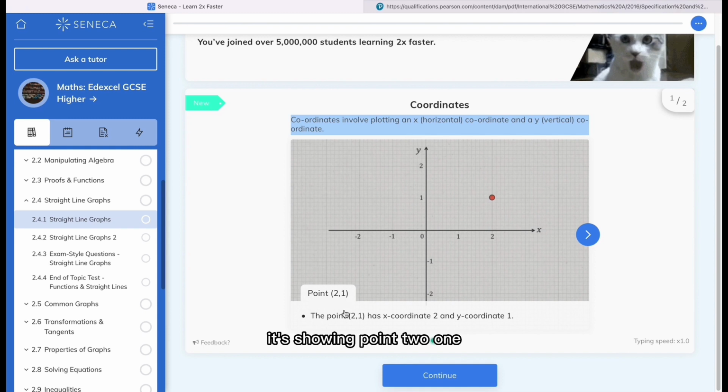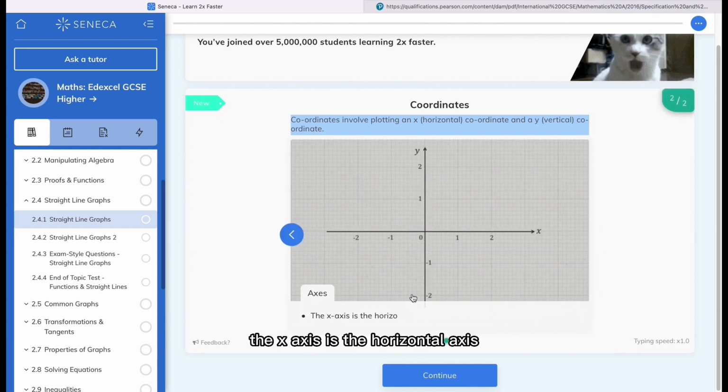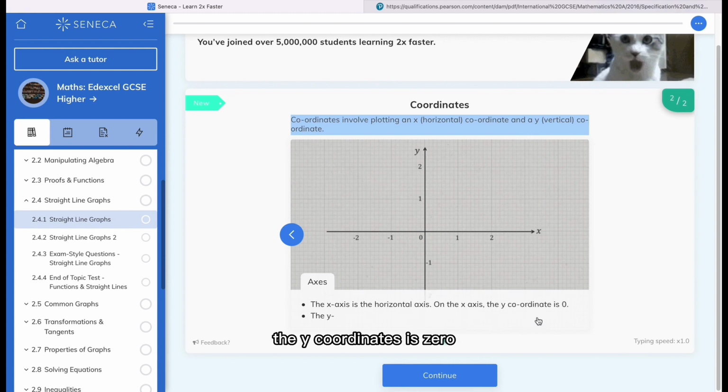It's showing an example here. It's showing the point (2,1), which is over here, so there are images there to illustrate what's going on. The point (2,1) has an x-coordinate of 2, which is the horizontal, and a y-coordinate of 1, which is the vertical. So we know our horizontals and verticals. You've got the 1 over here and the 2 over here. Then we go to the next part, and it's saying the x-axis is the horizontal axis. On the x-axis, the y-coordinate is 0.